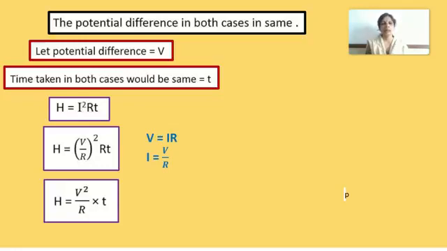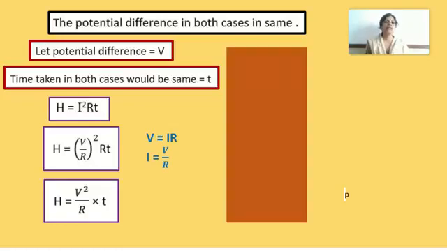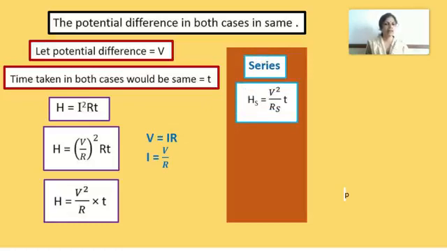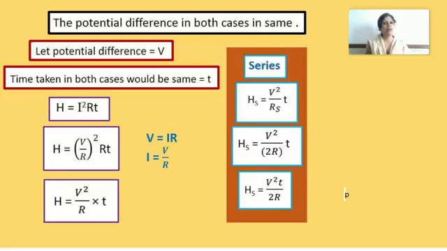So we got this. Now we have to find out the heat generated in series and parallel and its ratio. In series, we will consider the heat generated as HS, heat in series. According to the formula which we have made, V²/R, where R is the total resistance in series, into T. And we have calculated the total resistance in series as 2R. So V²/2R into T. So HS = V²T/2R. This is the heat generated in series.